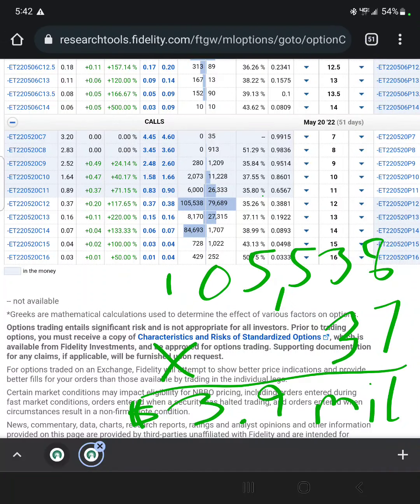There we go. We'll make it green for this time. So there's 105,538 is the volume, and that at $37 a contract, that comes out to $3.9 million in call contracts with a May 20th expiration date and a $12 strike have been purchased. Somebody somewhere knows something. But let's see.